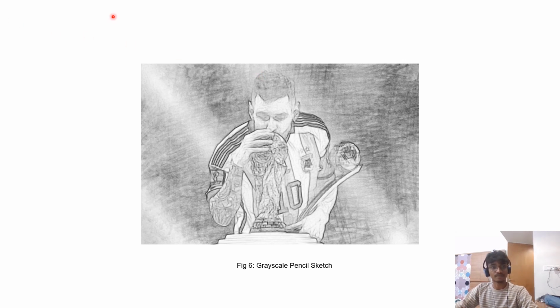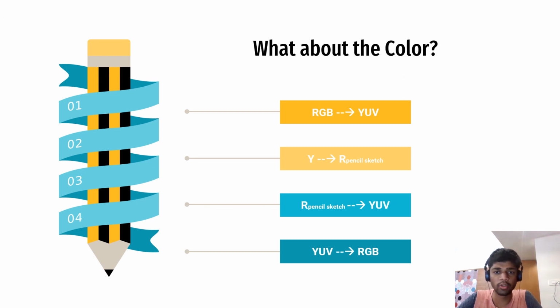Thank you. Hello there, it's Govind Garg this side. Now let's talk about how to impose color on the sketch. To impose color on the sketch, we will use the pencil sketch R. This pencil sketch R is formed in the first two steps shown here.